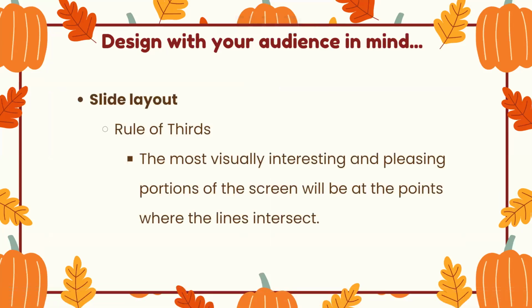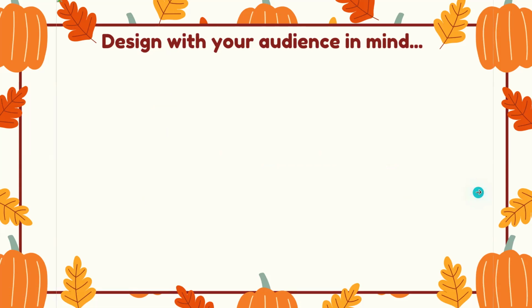Okay, so next, when it comes to your slide layout, there is this thing called the rule of thirds. This is just if you divide the screen into two imaginary lines horizontally and two vertically, you end up with 9 sections, so 9 little squares. The most visually interesting and pleasing portions of the screen will be at the points where the lines intersect. And knowing this can help you direct your audience's attention to the most important sections. So let's look at that.